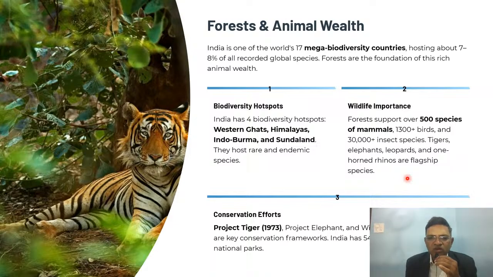So conservation efforts. Project Tiger 1973, Project Elephant, and the Wildlife Protection Act 1972 are the key conservation framework. India has 54 tiger reserves and 106 national parks. So this is an important point from the examination point of view.